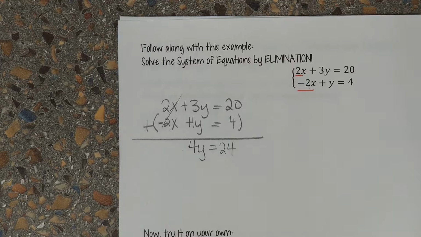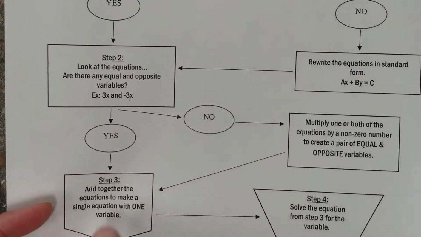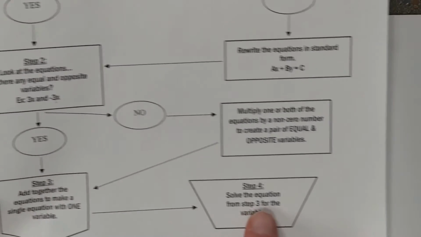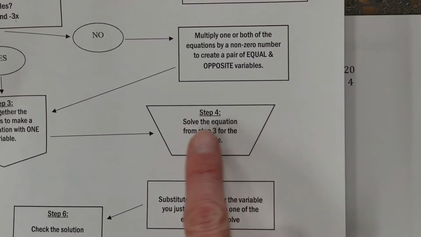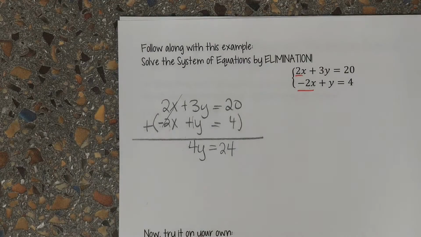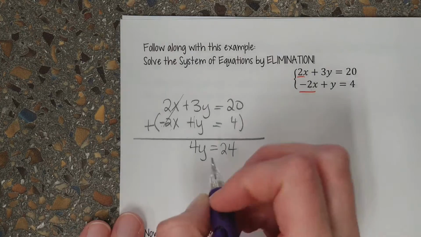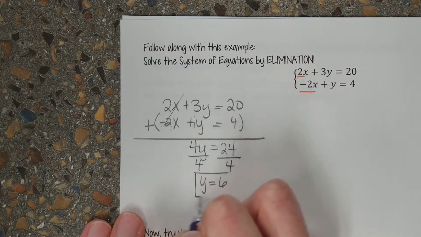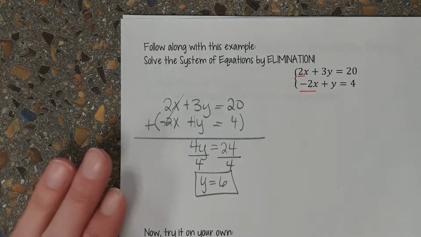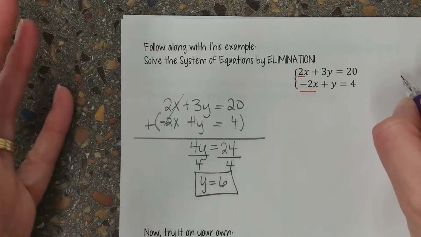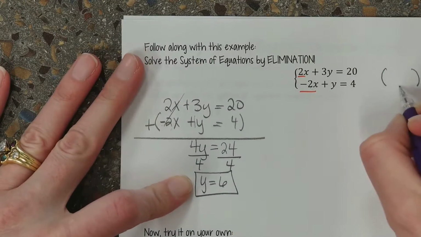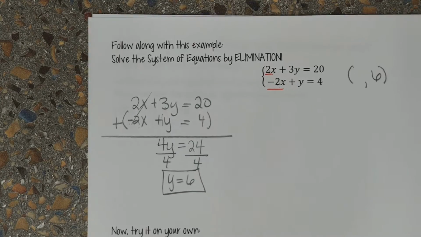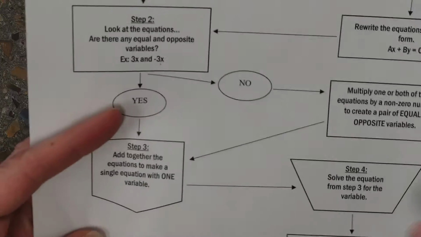If you look at step number 4, we did step 3. We added together the equations to make a single equation with one variable. Now we're going to come over here to step 4, and step 4 says solve the equation from step 3 for the variable. We're going to solve this one for y. So divide by 4, y equals 6. Yay! We know what y equals. Again, remember, with our systems of equations, we're always looking for the point of intersection. So far, I have that y coordinate for my ordered pair. All right, so we're done with step 4.